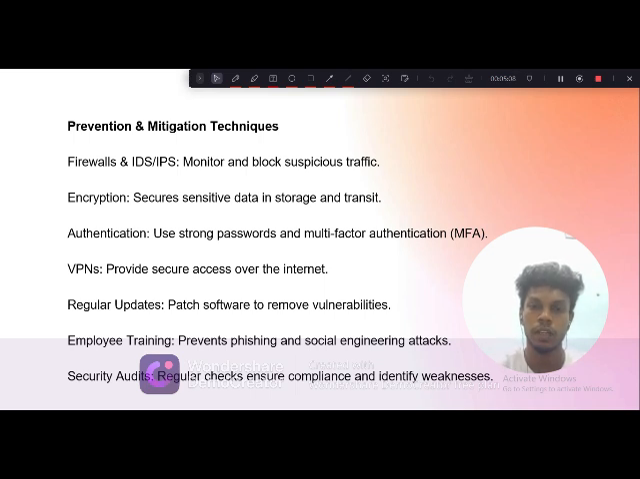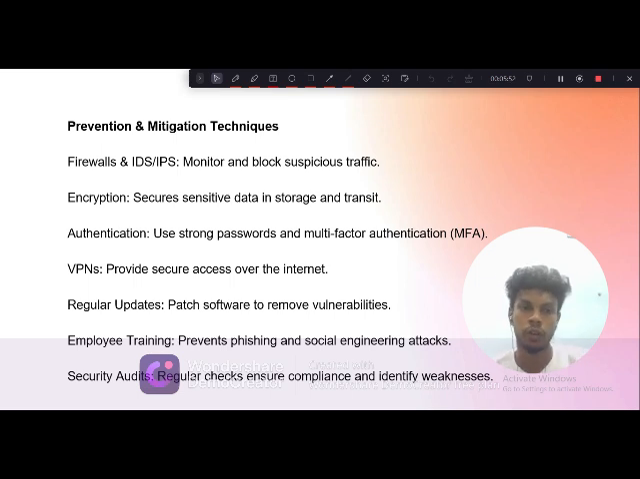We've seen DoS, phishing attacks, and man in the middle attack, and now we see the prevention and mitigation techniques we follow. So, what prevention techniques can we prefer? We can reduce attacks with multiple layers of defense, like firewall and IPS, which monitor and block suspicious traffic. Encryption secures sensitive data in storage and transit. Authentication, like using strong passwords or multi-factor authentication, where multiple factors are required to log in.